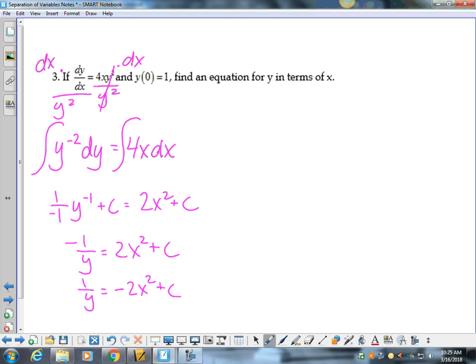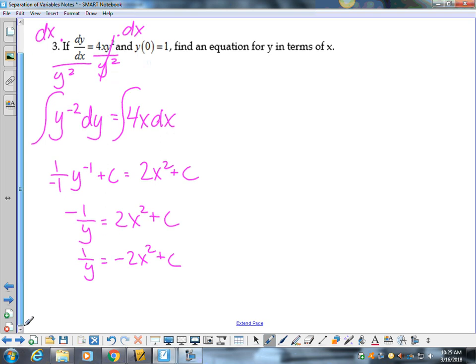I'm still going to put a plus c. Plus c, minus c, it doesn't matter. It's just a constant. It doesn't matter what its sign is. Yeah, if 1 over y equals that, then y equals 1 over that. I mean, you can put it over 1 and cross multiply if you want to.